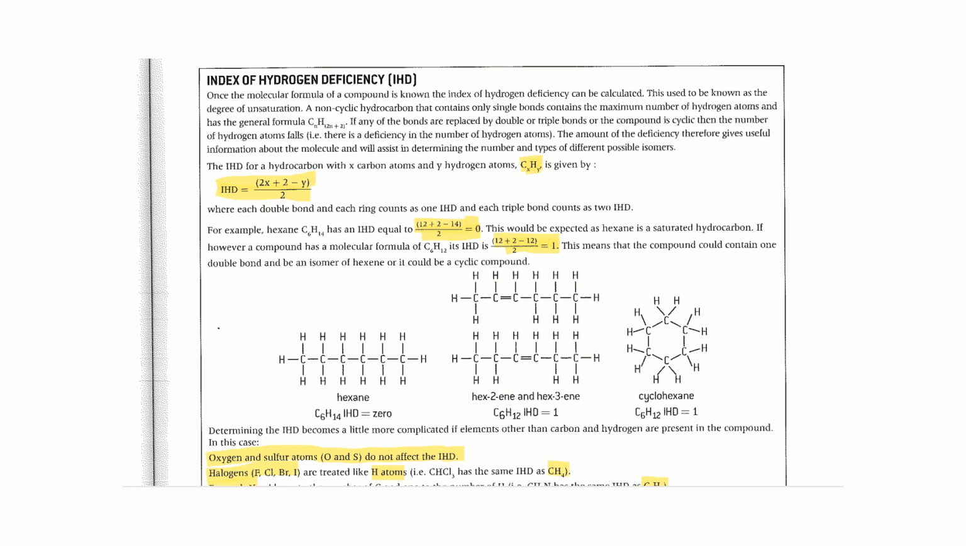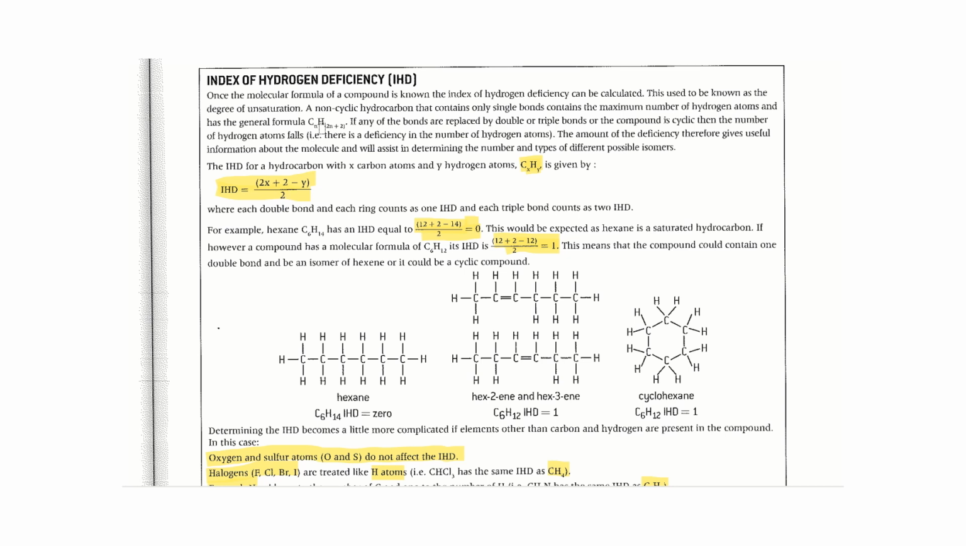So let's start with the index of hydrogen deficiency, otherwise known as IHD. Basically, this technique is used to identify whether the molecule has single bonds, double bonds, or even a cyclic compound such as a cyclohexane. There is a specific formula that we use, which is IHD is equal to (x + 2 - y) over 2. So how did we come to this kind of formula?